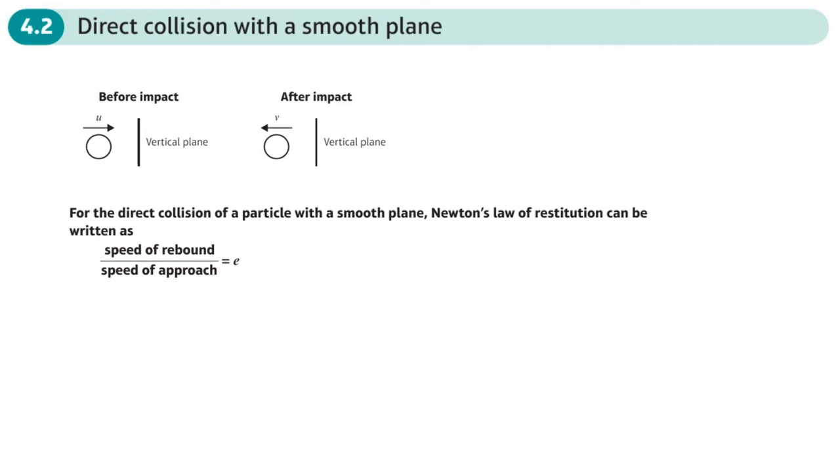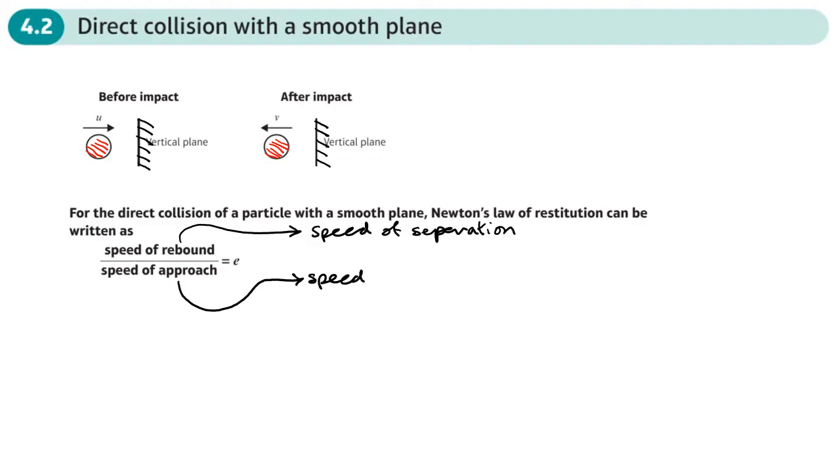Now in this case, because you've only got one particle or ball or whatever it is moving, you haven't got two, then rather than the speed of separation, we have what we call the speed of rebound. So this is a bit like the speed of separation, but it's just a rebound speed because the wall, the vertical plane, isn't moving anywhere. It's fixed. So there's no v2, there's only just v. And the speed of approach is the same as before.